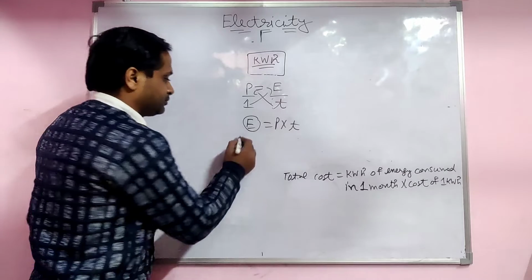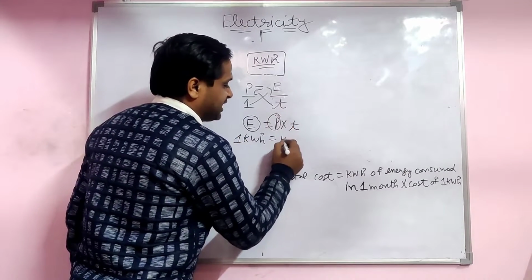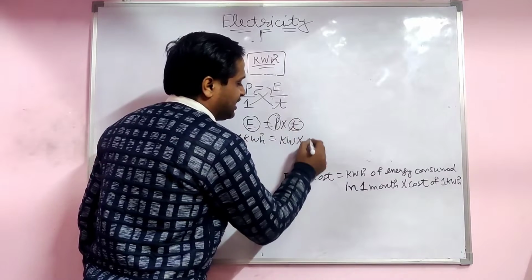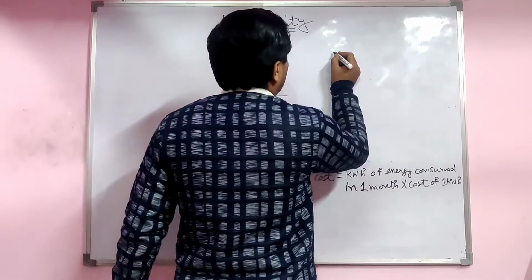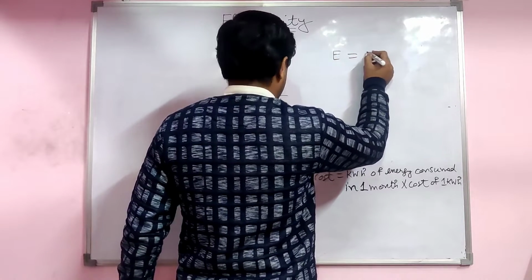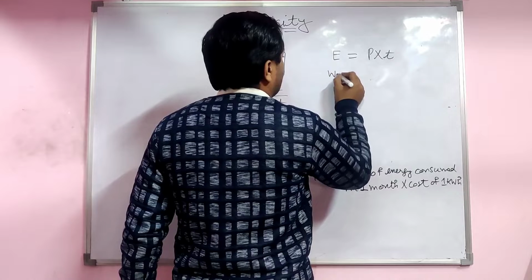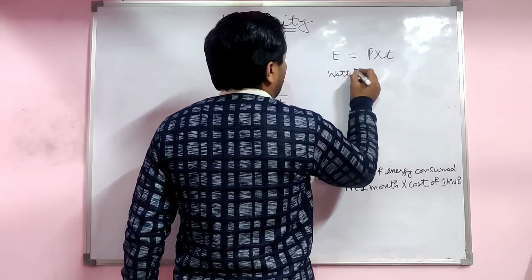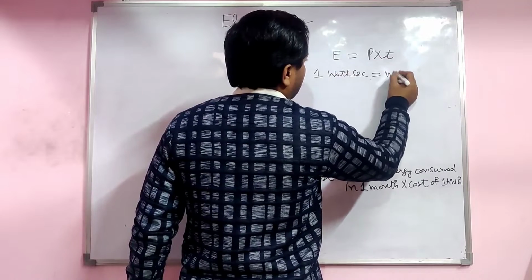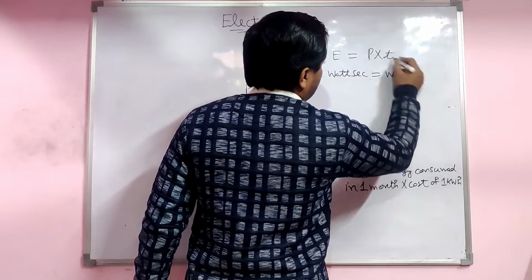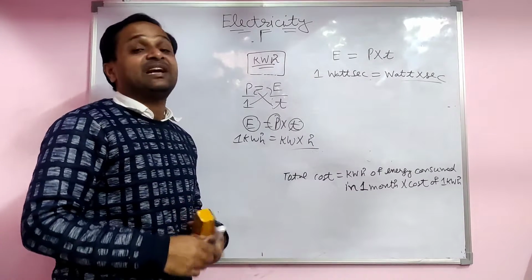How? See, 1 kilowatt hour. Power is in kilowatt and time is in hour. That's why it is a kilowatt hour. If you talk about the SI unit only, it is simply watt second. 1 watt second is equal to, see, here watt, here second. Very easy, you are able to understand this.